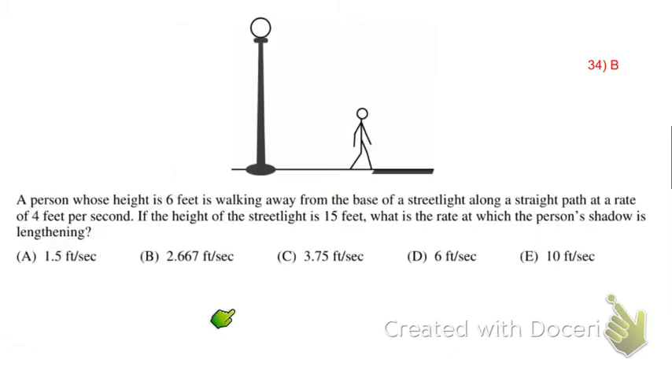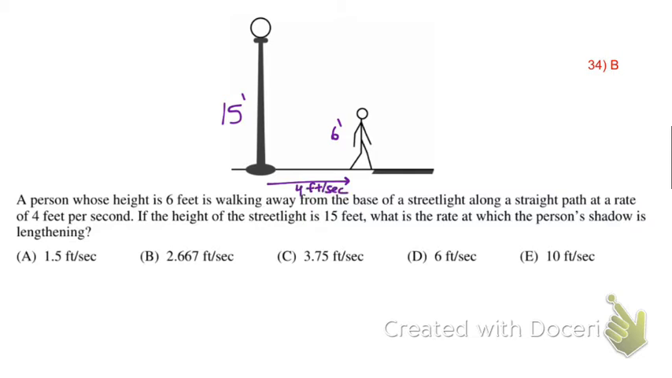This is a related rates question. We are going to need a calculator for this one. It says a person whose height is 6 feet is walking away from the base of a street light along a straight path at a rate of 4 feet per second. If I can draw the picture, it says the height of the street light is 15 feet, so this is 15 feet, and this is a person that's 6 feet tall. They are walking away from the base of the street light at a rate of 4 feet per second. So this distance right here is increasing at a rate of 4 feet per second.